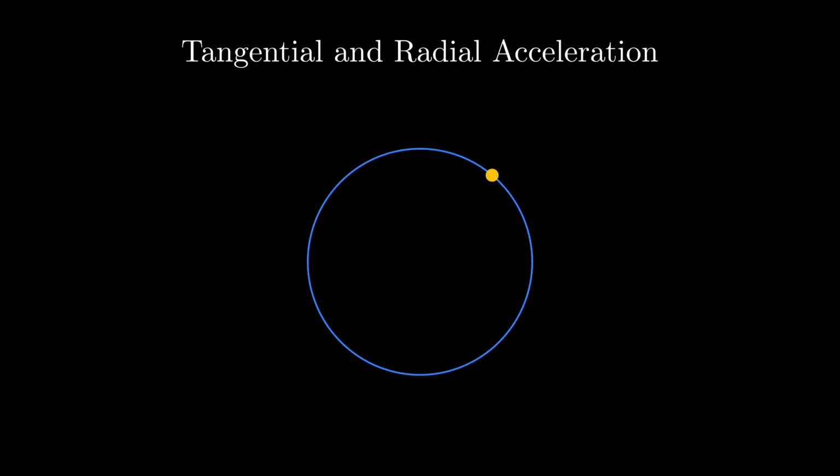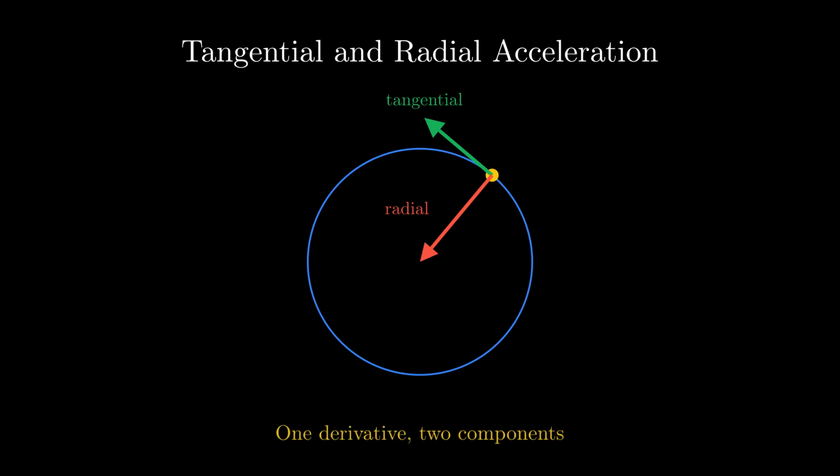An object speeding up around the circle feels two different pulls at once. One pushes it forward along its path, the other yanks it straight toward the center. Both fall out of a single derivative. Take the velocity, apply the product rule, and the acceleration splits cleanly into a tangential piece and a radial piece.